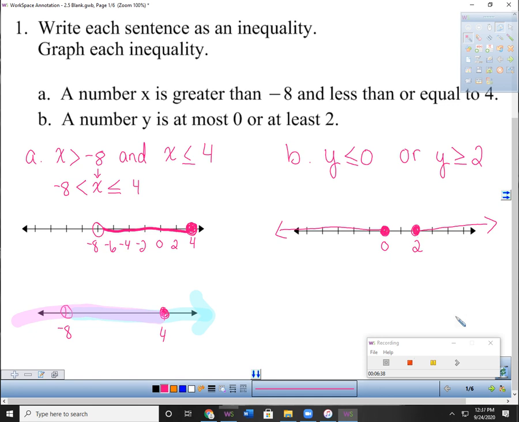So and statements have an overlap, okay? Or statements sometimes have an overlap, but not very often. They usually point the opposite direction. So usually the and is shaded in between, and usually the or is shaded opposite of each other, okay?